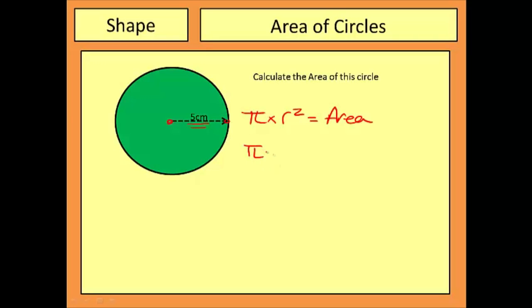So what I'm going to do is pi times the radius, which is 5, and make sure that I square that, and that's going to give me an answer of 78.5 centimeters squared as my final answer.